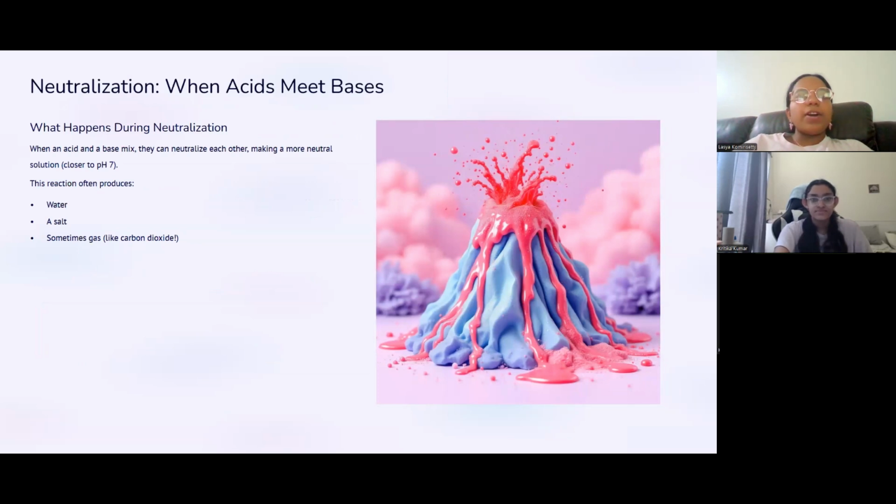Now let's look at what neutralization is. It's when acid meets base. What happens during neutralization? When an acid and a base mix, they can neutralize each other, making a more neutral solution. It just means the pH is now closer to 7. This reaction often produces water, a salt, and sometimes gases like carbon dioxide.